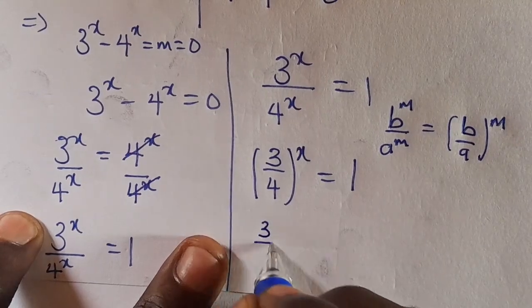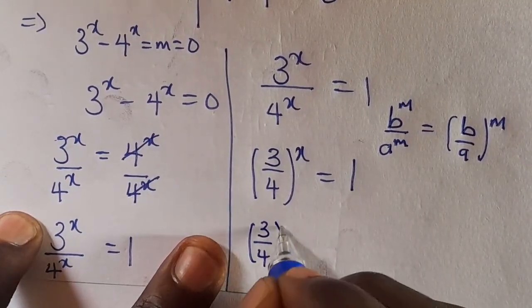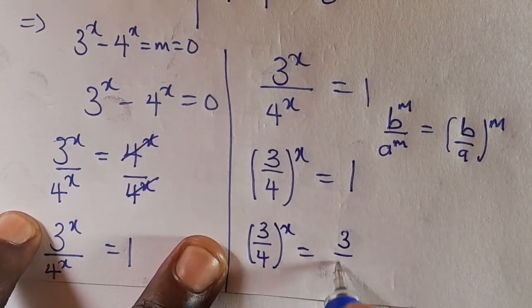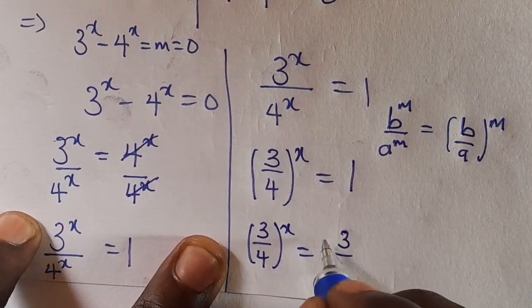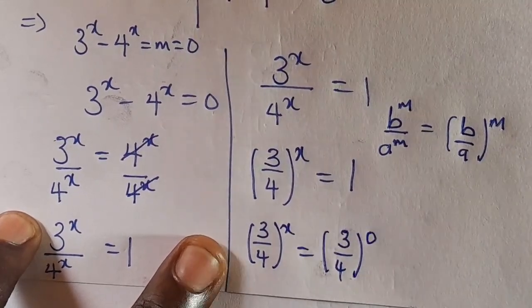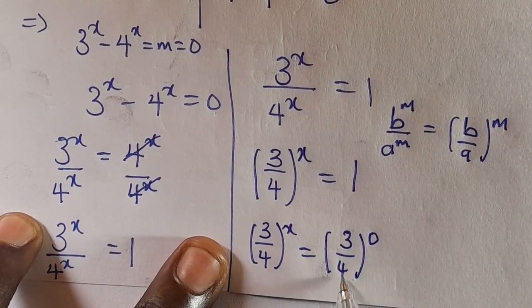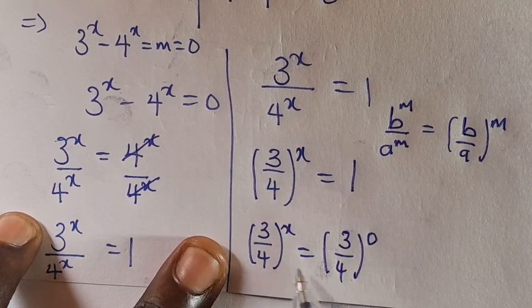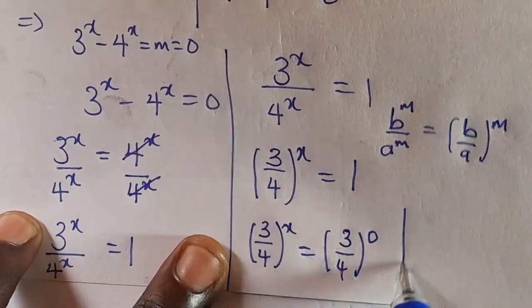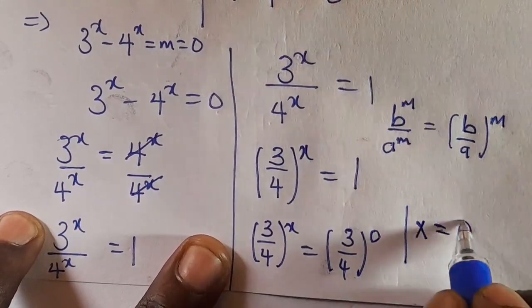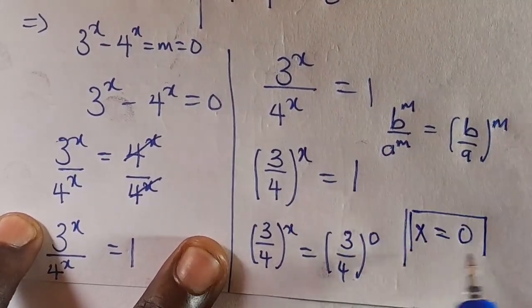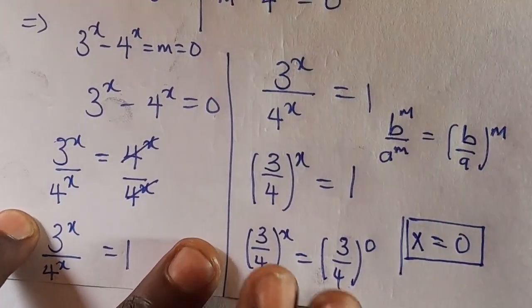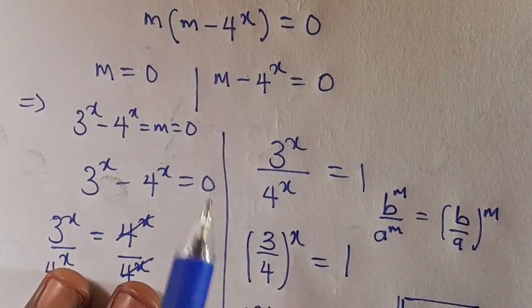So therefore from here, we can have (3 divided by 4) all to the power of x equals (3 divided by 4) all to the power of 0, because any number raised to the power 0 will give us 1 back. So from here they have the same base, we can equate their power to be x equals 0. That's the first solution.